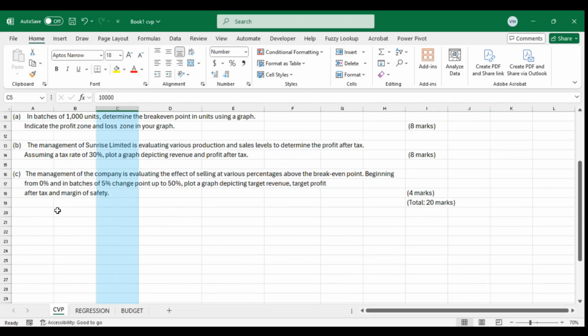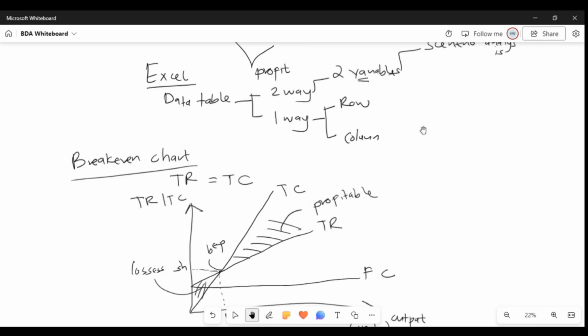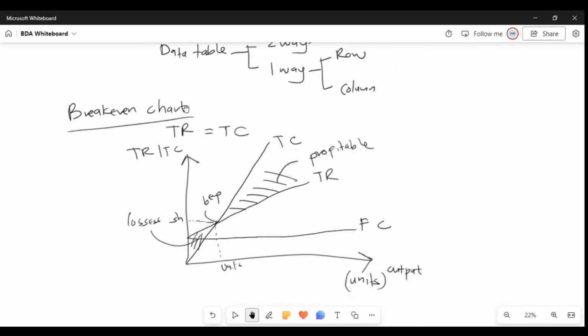So let's have our solution. For us to have our break-even point, remember we said break-even point occurs where total revenue equals total cost and therefore profit is equal to 0. So for us to plot our graph, I already showed you a sketch of the graph, and remember we said that for us to have the break-even chart, we must have the total revenue, we must have the total cost, and we must also have the output.